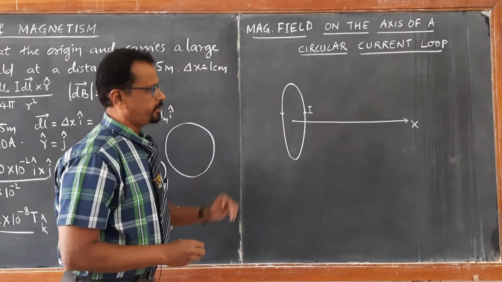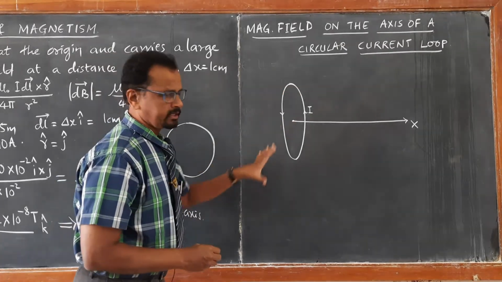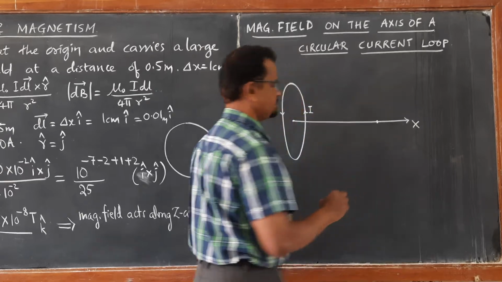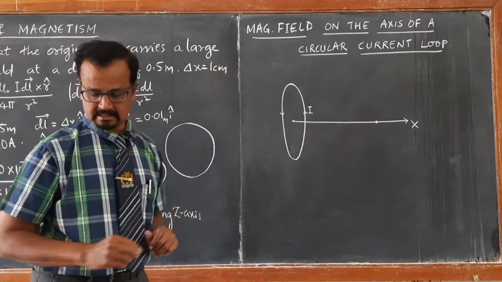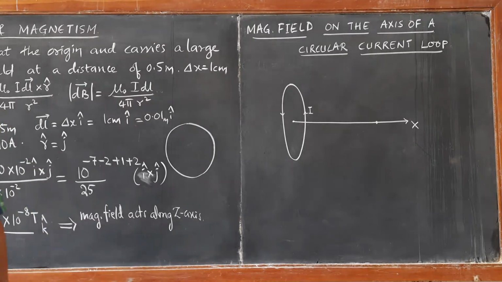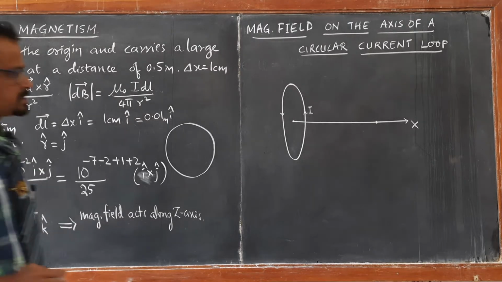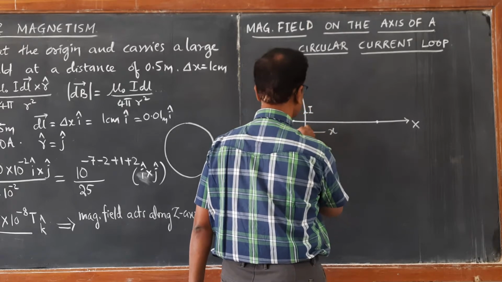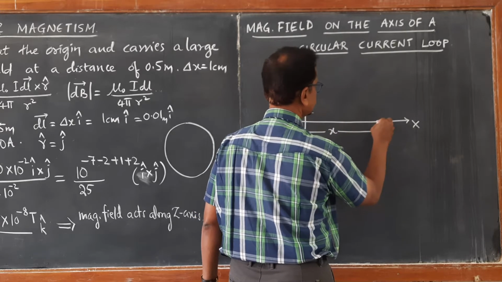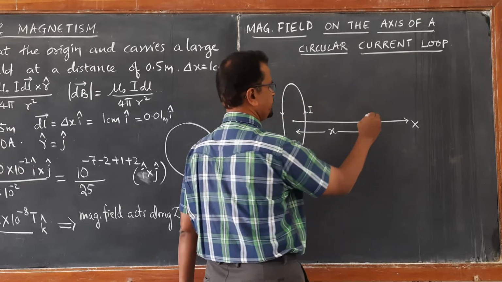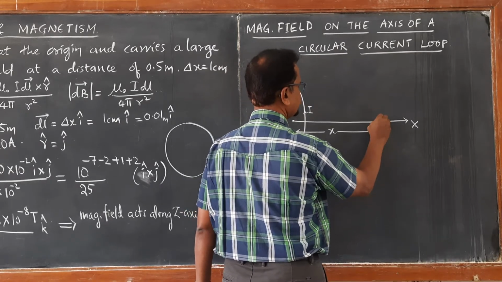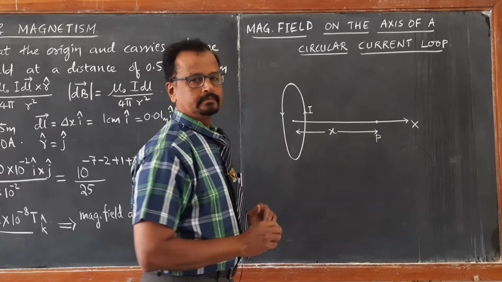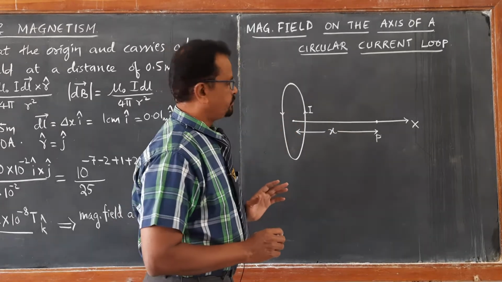Now we want to find out magnetic field due to this circular loop at a certain point, let us say P, at this point P, which is at a distance x from the center of this loop. We want to find out magnetic field at this point P, which is at a distance x from the center of the loop, right?